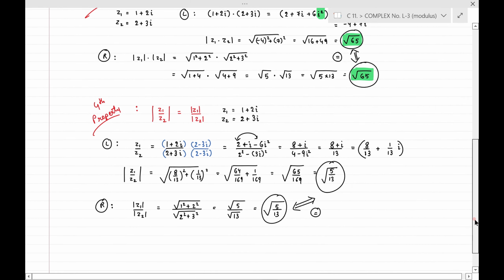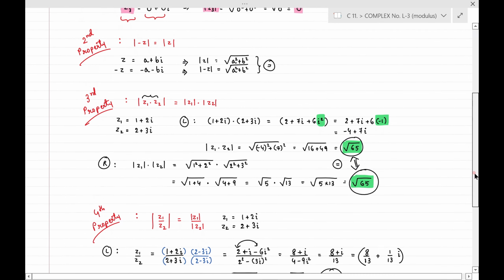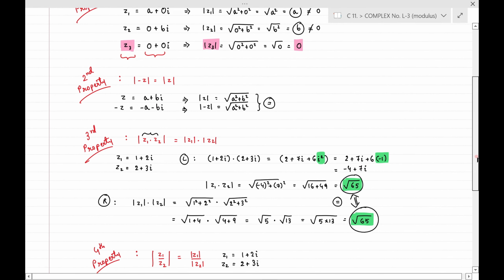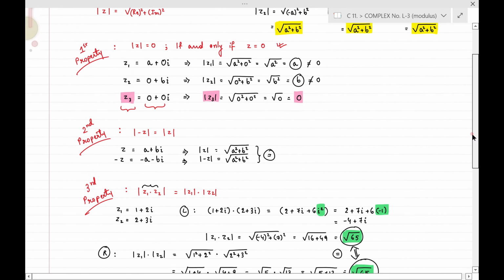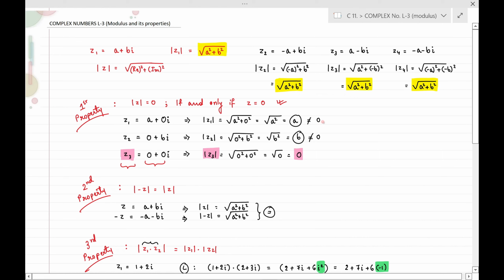So this is how all the properties of modulus are to be practiced by one and all to clear your concept. In the next lecture we will be going through conjugate of complex numbers and its properties.